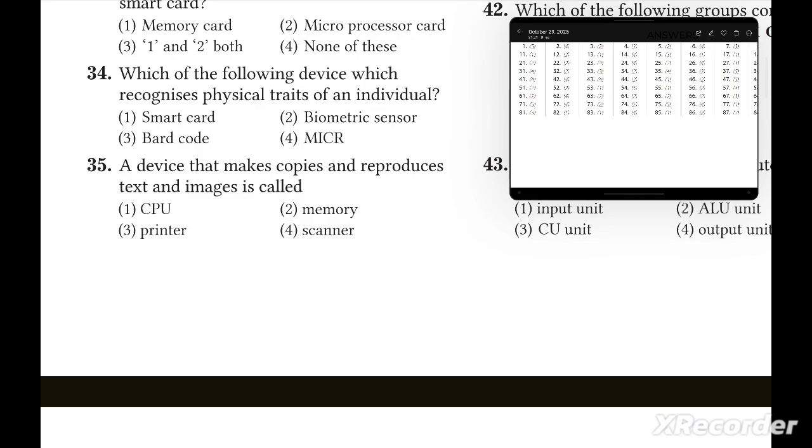Next, a device that makes copies and reproduces text and images is called first CPU, second memory, third printer, fourth scanner. The correct answer is fourth, scanner.